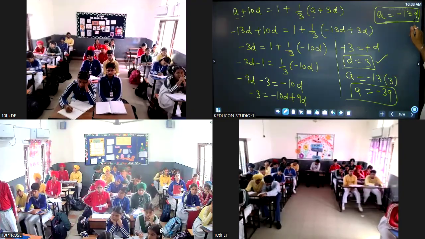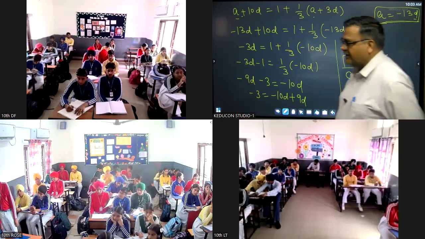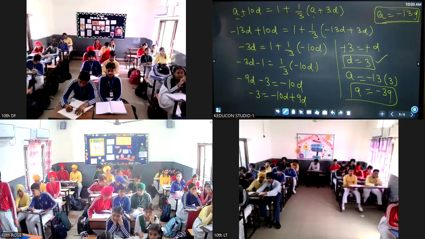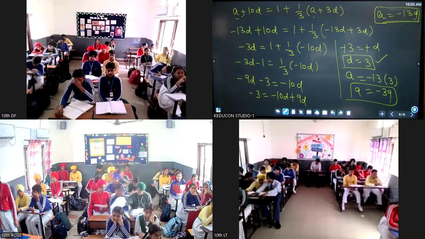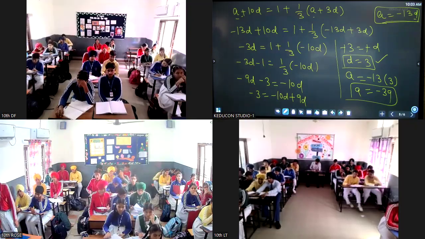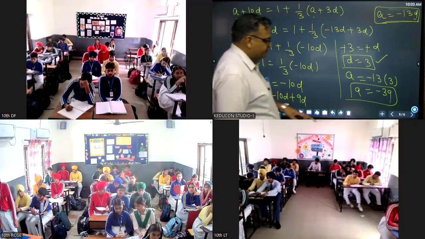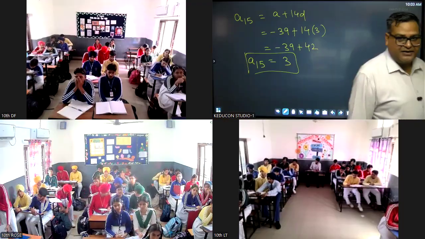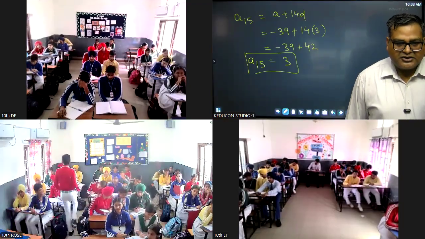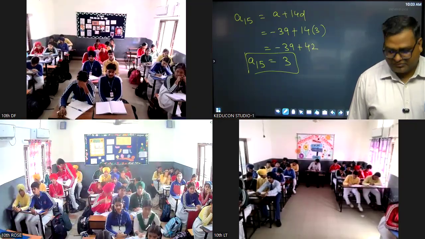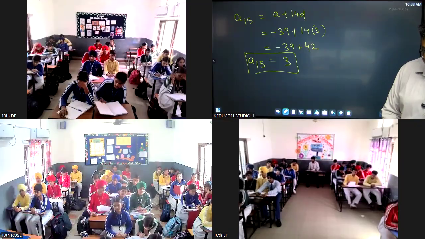We put the value of D here, so the value of A came. We got the value of A and D. After solving both, we can find out the value of A15. Any doubt, students? The value of A15 is 3. Yes students, any doubt? Let's move on to the next question, if there is no doubt.